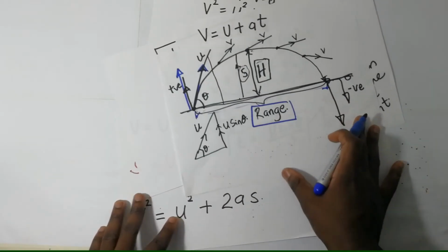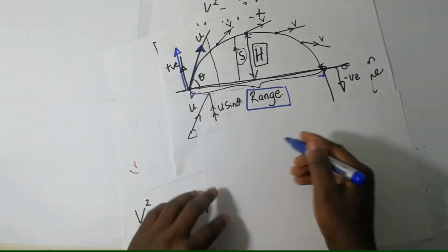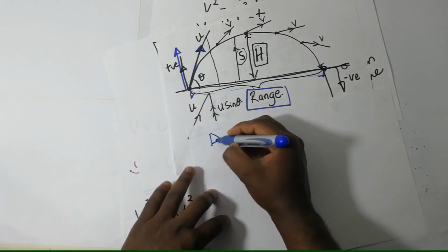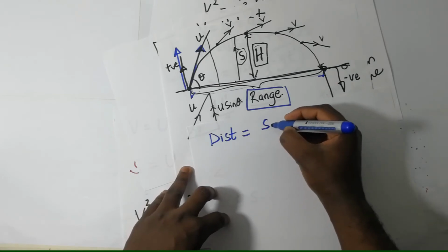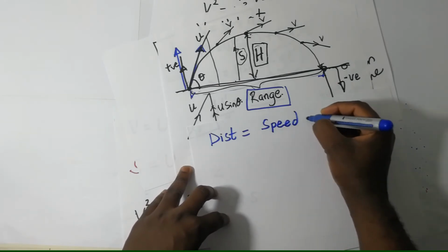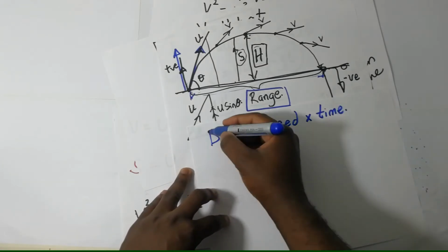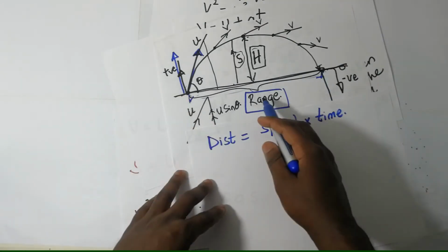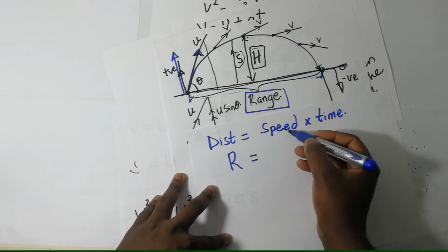We can find that using the simple formula of distance equals speed times time. So I'll simply say that the horizontal distance covered from here to there is given by the speed multiplied by the time taken. The distance moved from here to there, which is what we are looking for and are calling range, let's call it capital R, is going to be equal to the speed.